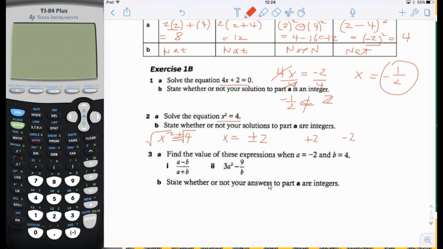State whether or not your solutions to part A are integers. Yes, plus 2 and negative 2 are both members of the set Z, or integers.